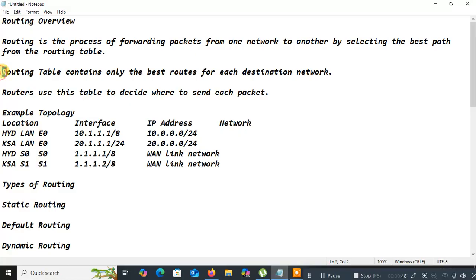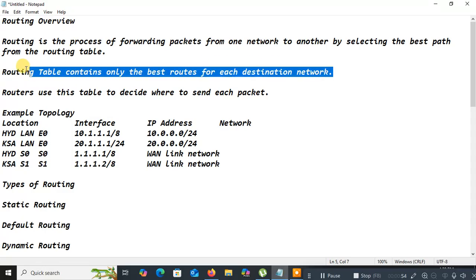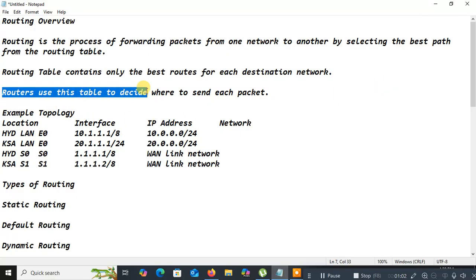What is a route table? A route table contains the best route to reach the destination network. Routers use the routing table to decide where to send the packet.